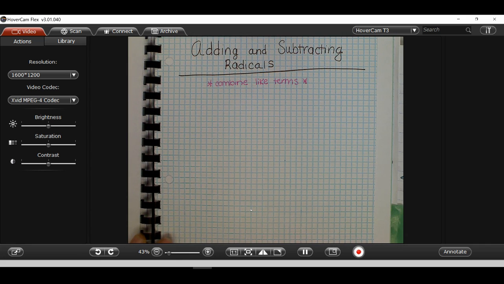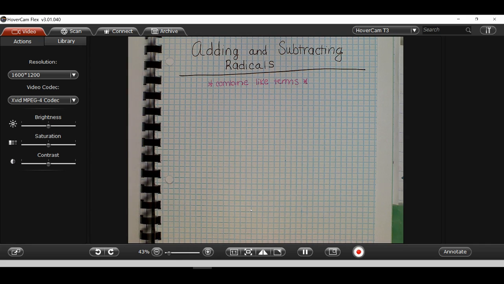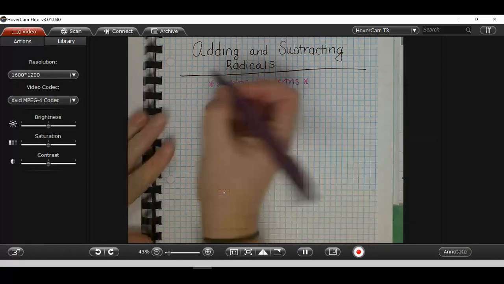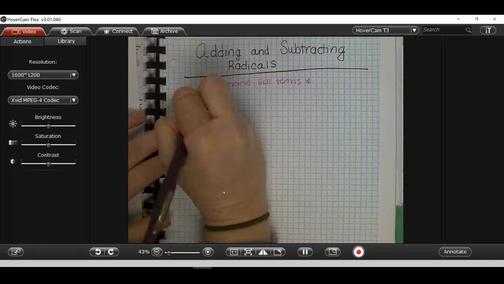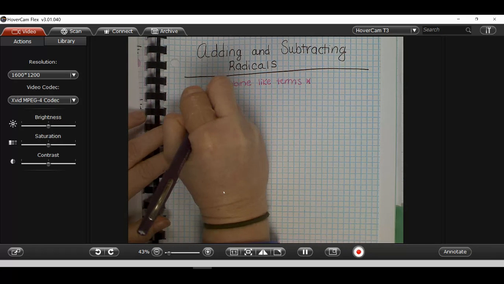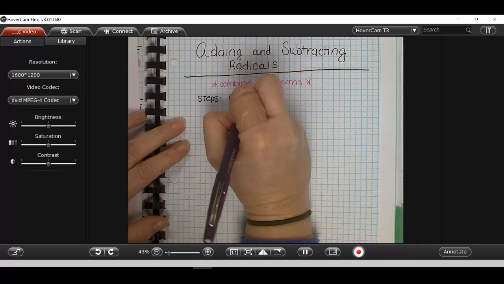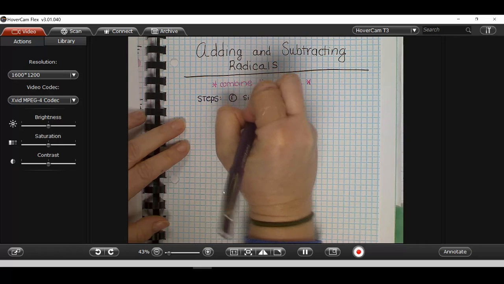All right, we're going to talk about adding and subtracting radicals. In order to do this, you just basically need to remember the rule to combine like terms and how to simplify, obviously, radicals. Let me write some steps here for you, just because I like to have them here. Step one, you're going to simplify each root.